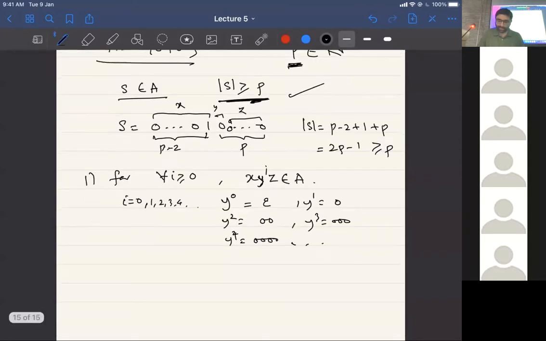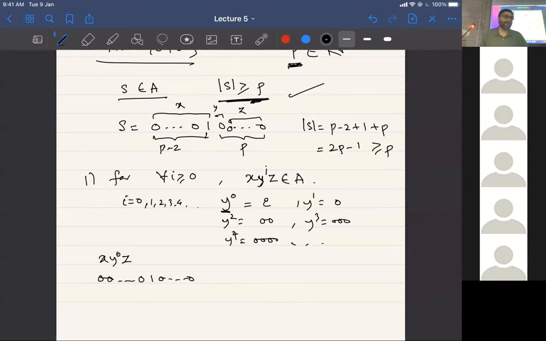So let's check. If I plug this Y power zero into my original string, is this string still in the language or not? So we have X, Y to the zero, Z. What is X? Zero, zero, zero, zero, 1 and then 0, 0, 0. Right? So how many zeros will we have before 1?